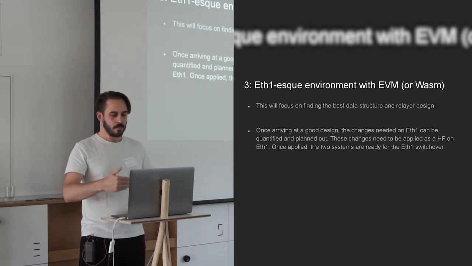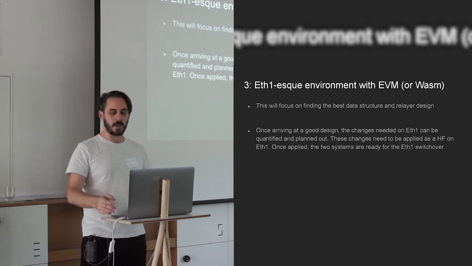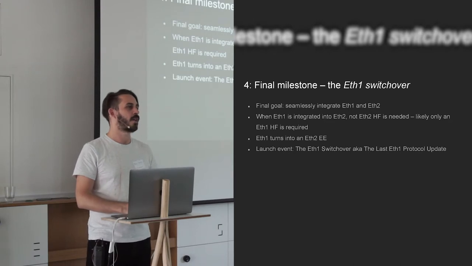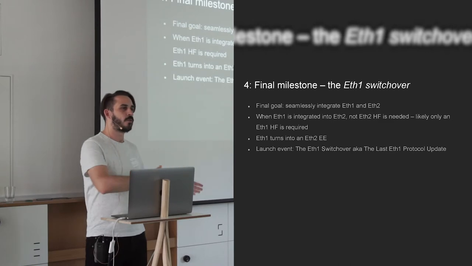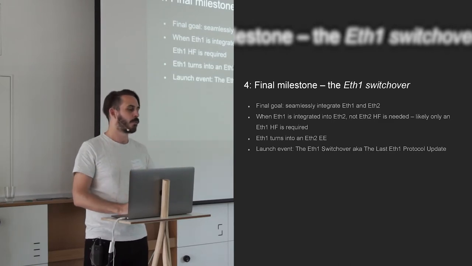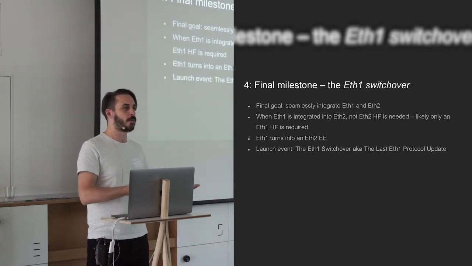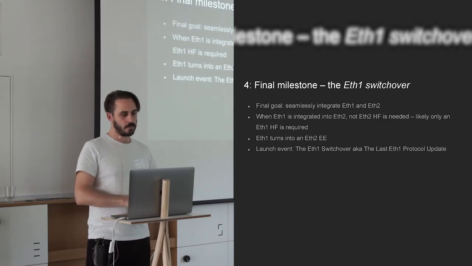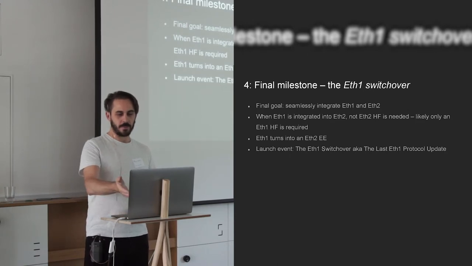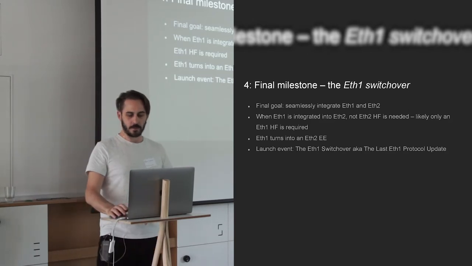And once we arrive at this really good design and we propose those changes to mainnet and the changes are applied to mainnet, we can do this final milestone, which is the ETH1 switchover. And the goal is that we move ETH1 entirely into ETH2. But of course, this doesn't mean that we're going to move the entire data into ETH2. Rather, it's going to be fully stateless. What does HL a hard fork or protocol update. I think people prefer the protocol update nowadays, but we also use the hard fork term.